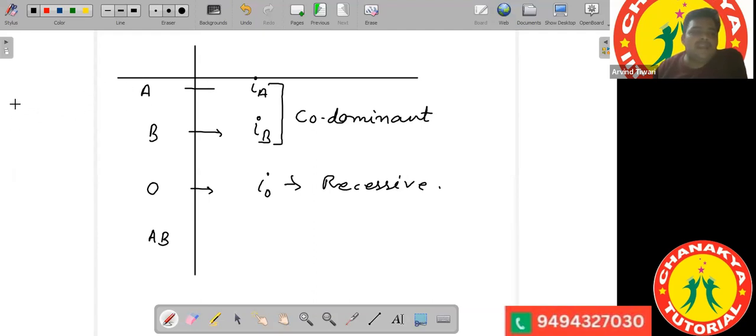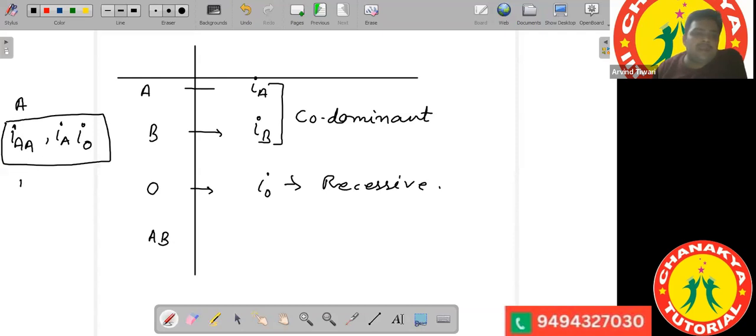If a parent has blood group A, he can have the following alleles: either IA IA, or IA and IO. Then also he will be having the blood group A.